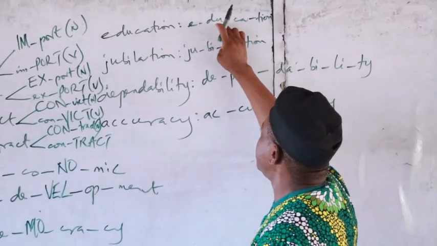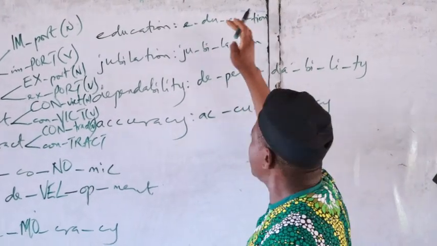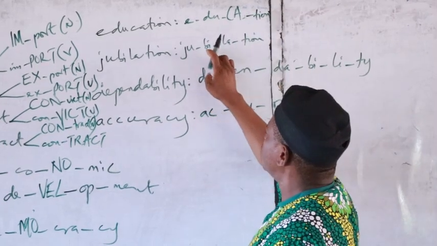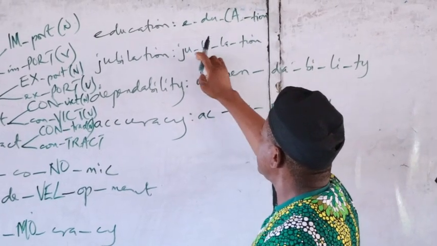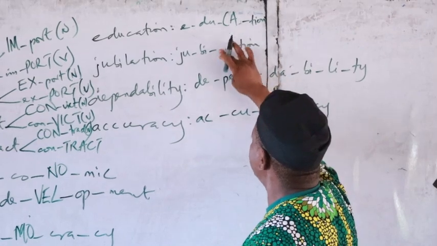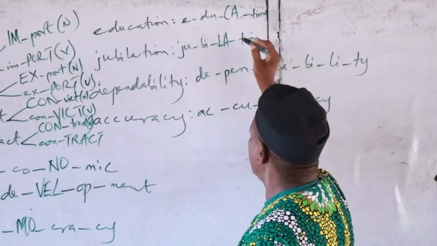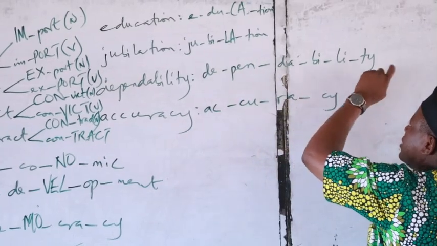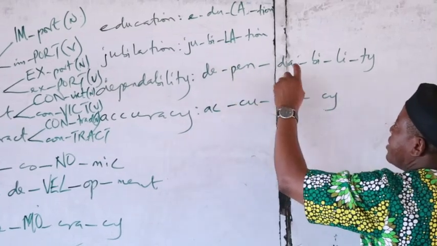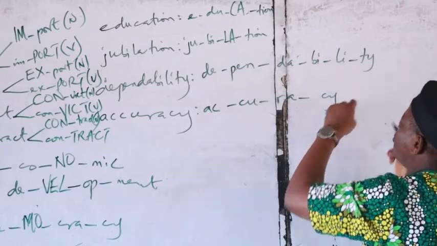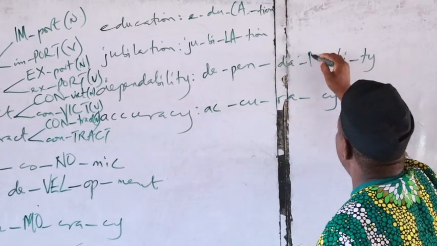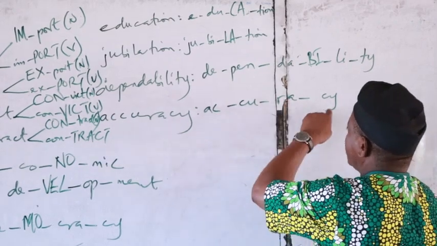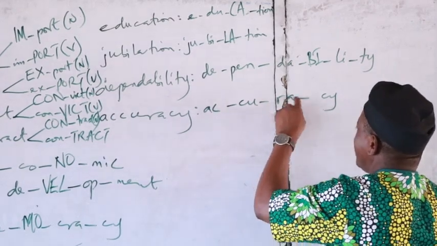Education. Re, mi, do. Where is the stress? Jubilation. Re, mi, do. Dependability. Re, mi, re, do. Accuracy. Re, mi, re, do.